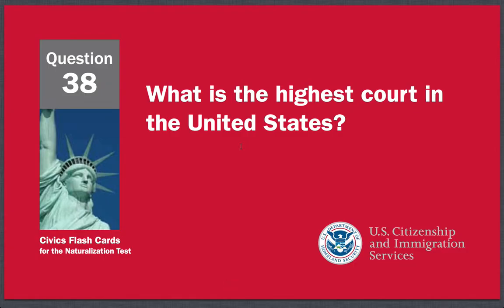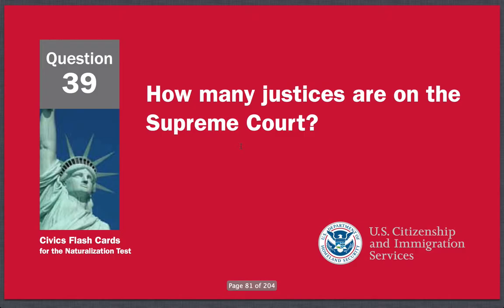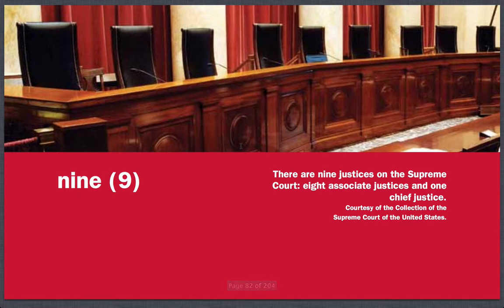What is the highest court in the United States? It's the U.S. Supreme Court. And how many justices are on the Supreme Court? Right now, it says 9 here, but right now there are 8 only because Justice Scalia passed away a month ago, a few weeks ago. So at this point, it will depend. It's 9, but even if you give the answer 9, I think they will accept it. But there are 8 right now.